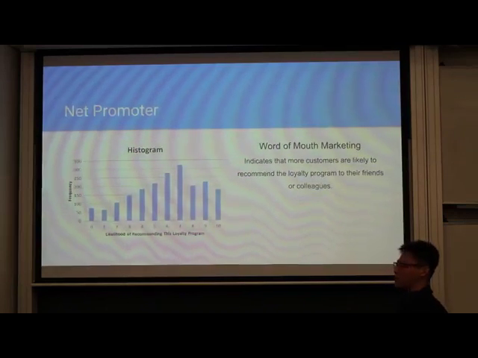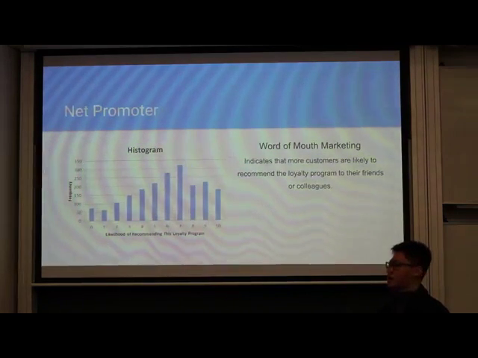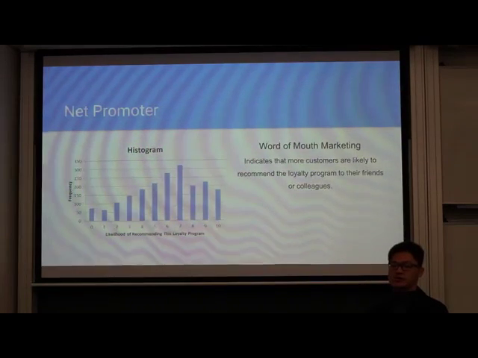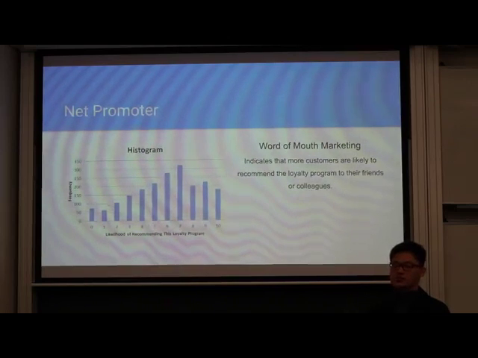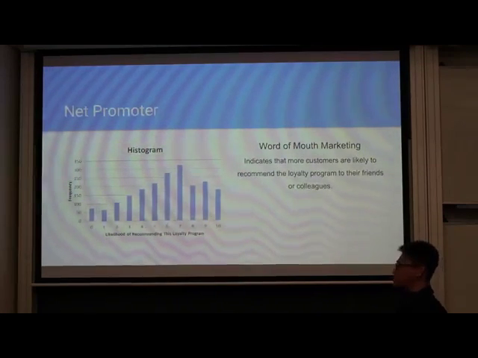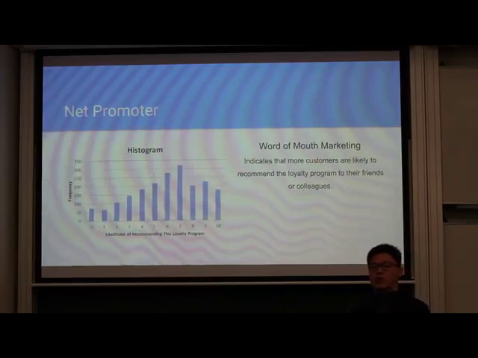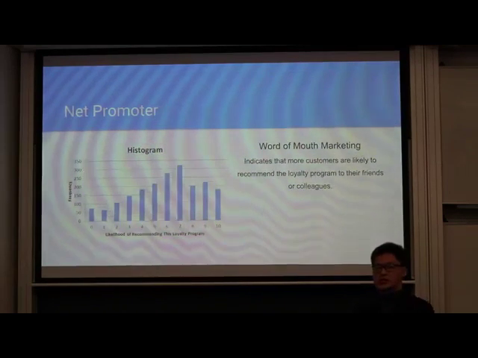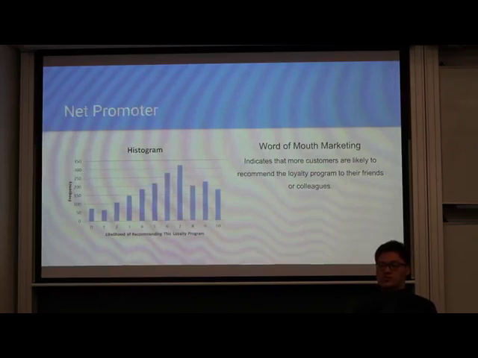Next. Here we have the histogram of the net promoter. We can see that the graph is skewed to the left, and the likelihood of recommending this loyalty program falls on number 7, which means more customers are likely to refer this program to their friends and colleagues. Word of mouth marketing indicates that there are more customers likely to refer this program, and word of mouth is considered one of the most important marketing tools for this loyalty program.